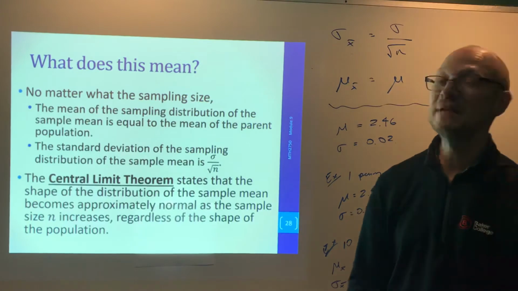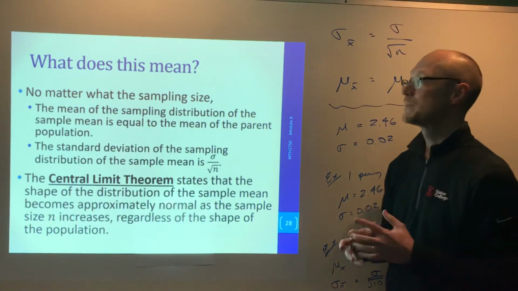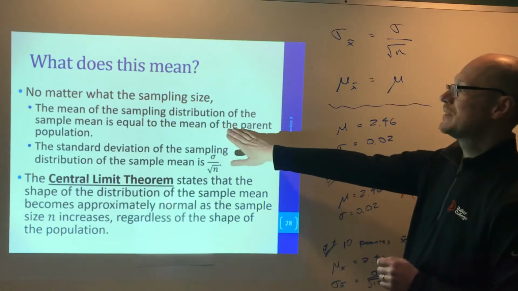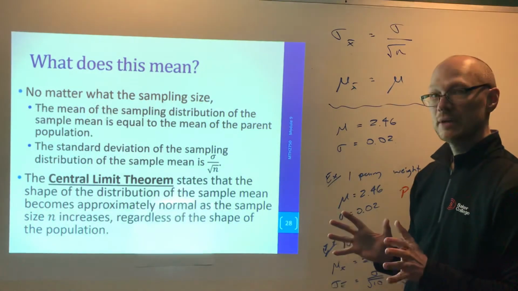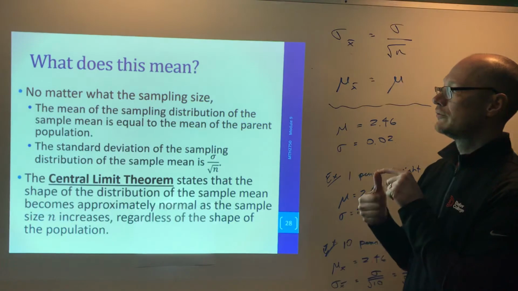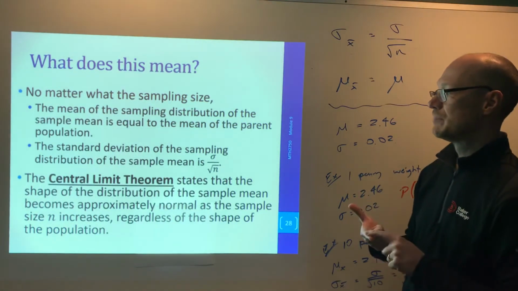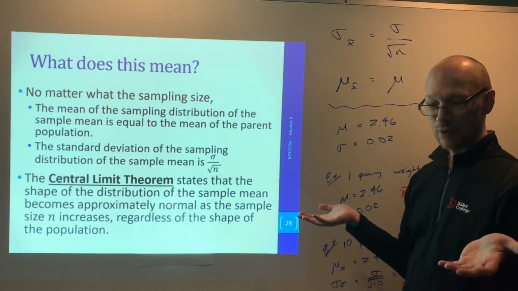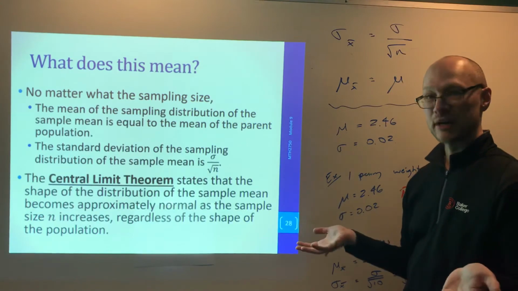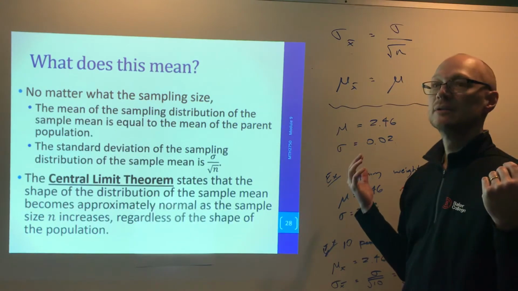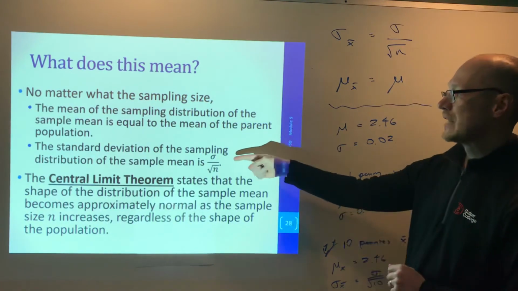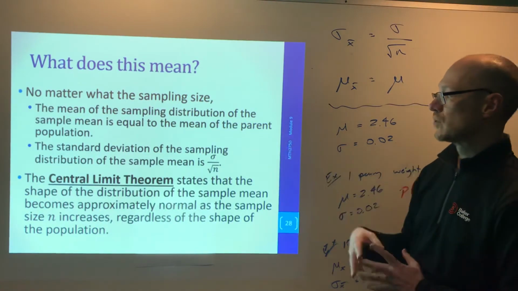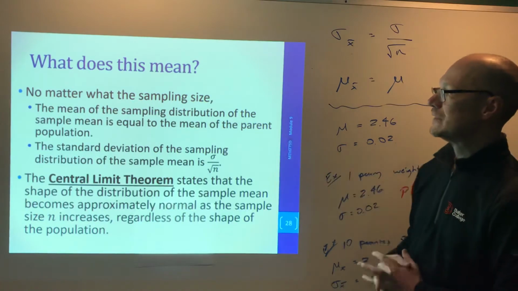So what does this mean? Well, it means no matter what the sampling size, the mean of the sample distribution is equal to the mean of the parent. Every time, the average of the sample is going to be the average of the parent. Every time you roll a die, the average roll is 3.5, right? But the standard deviation of the sampling distribution is going to be divided down.